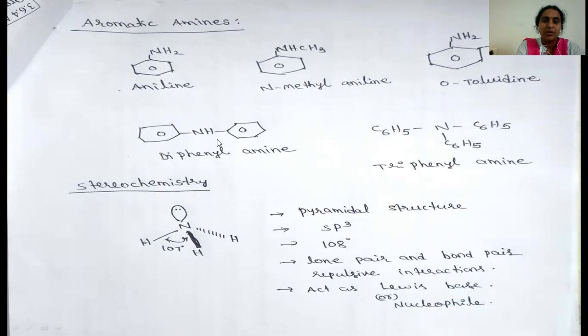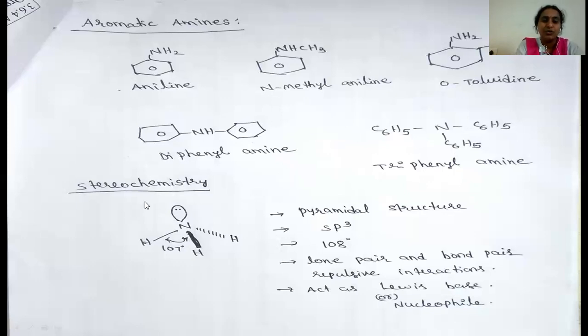Whereas this compound is called diphenylamine. The short form is DPA. And this compound is called triphenylamine because it contains a total of 3 phenyl groups. Hence, the name is triphenylamine. The short form of this compound is TPA. So these are a few examples of aromatic amines.